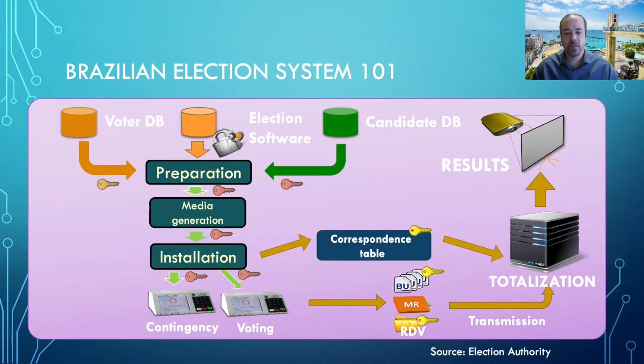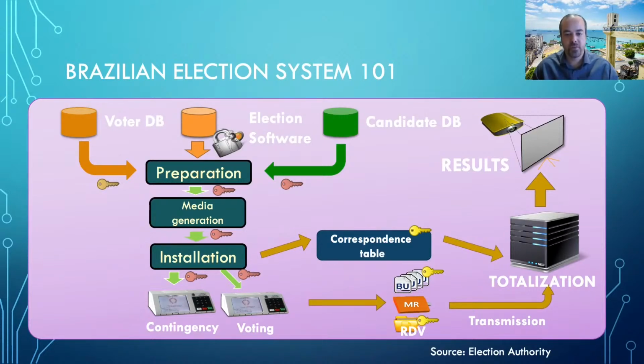So to have an election, we need three main components. We need a voter database, so voters need to register to vote, and they are provided a number that identifies them. The election authority collects fingerprints from the voters, and these fingerprints are used to authenticate at the election day. They also maintain a database of candidates and the election software. The software is developed inside the election authority. We'll talk about this more later.